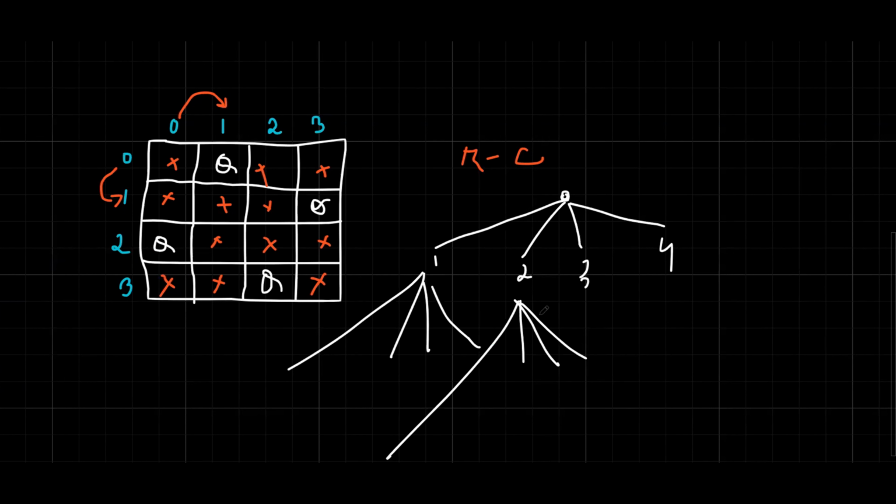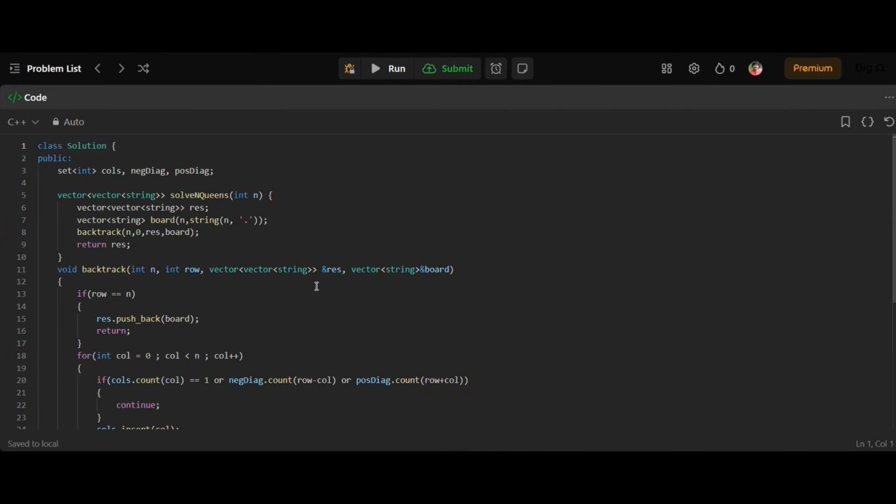Now let's move on to the code. In this code, at first we are given a function named solveNQueens. It has only one parameter, which is n. The dimension of this chessboard is n by n, and we have to take a vector of strings which will store the result. At first we have to fill the whole chessboard of dimension n by n with dots. Dot means an empty cell. It does not contain any queen right now.